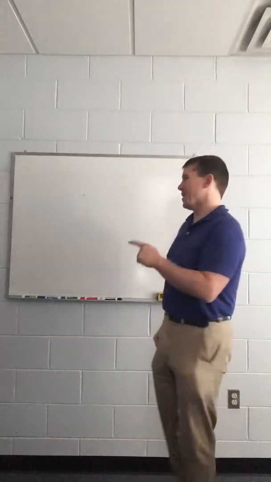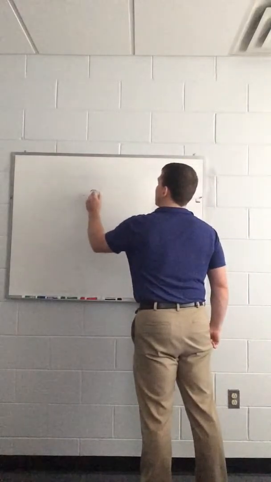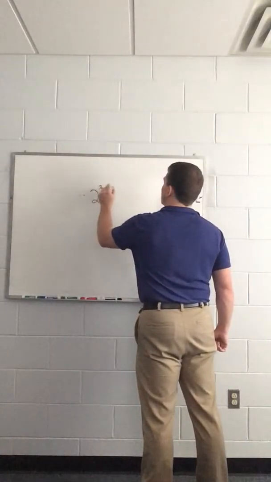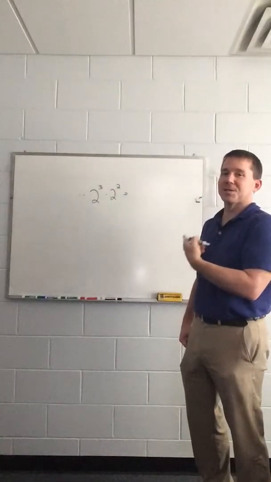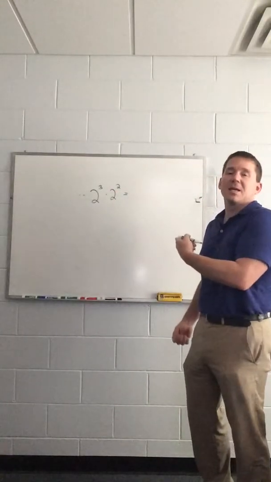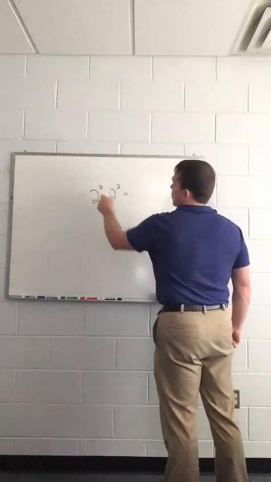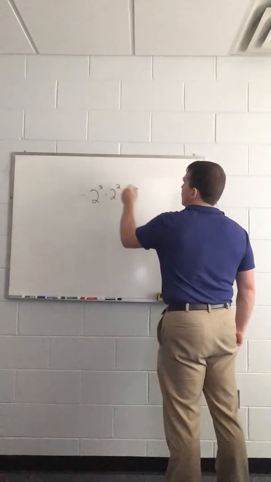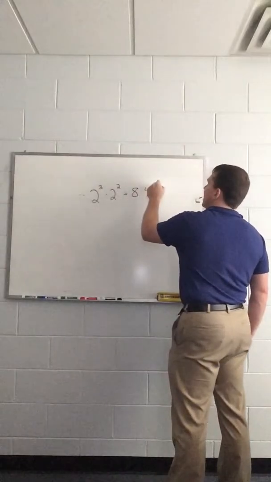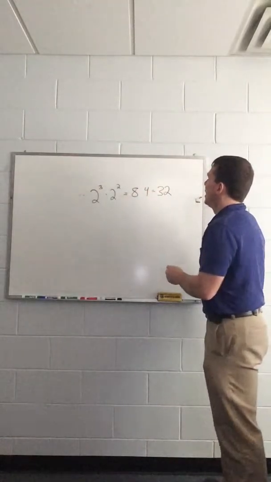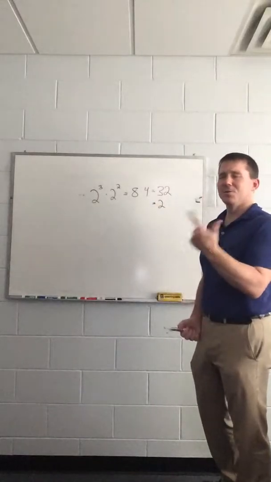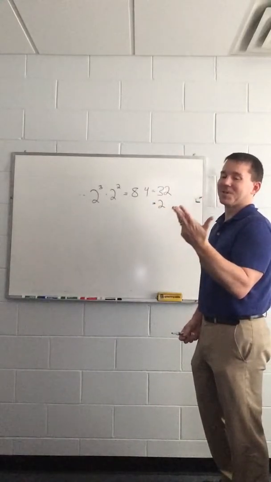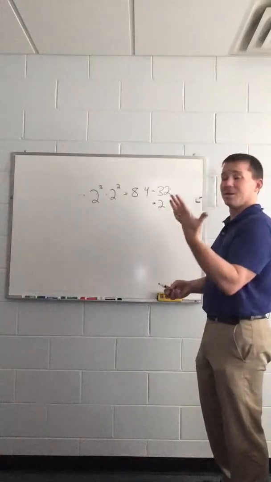So first off, suppose we have this. Say 2 cubed times 2 squared. We want to know what that is and how the rules actually work here. But in this case, we can just solve it all out. 2 cubed is 8. 2 squared is 4. We get 8 times 4, which is 32. And now if I write that as a power of 2, let's see. 2 times 2 is 4, times 2 is 8, times 2 is 16, times 2 is 32. So 2 to the 5th.